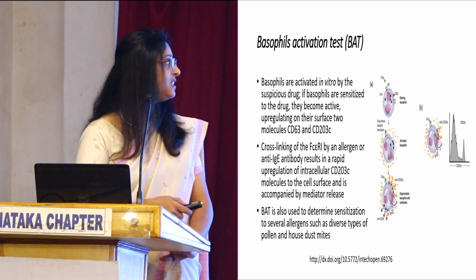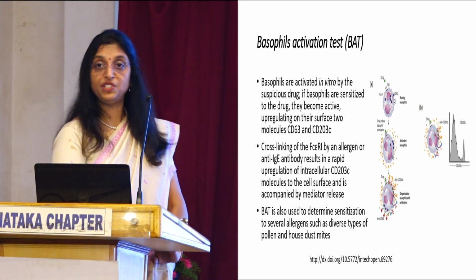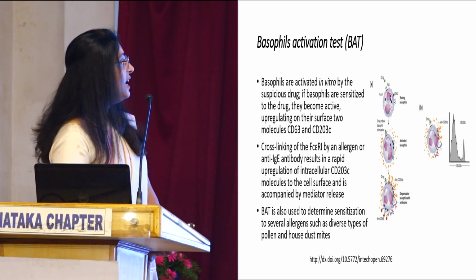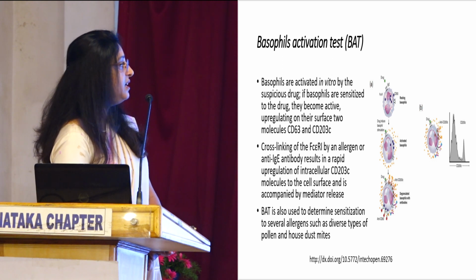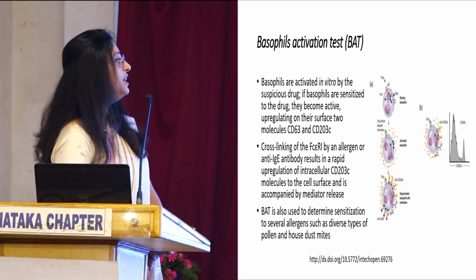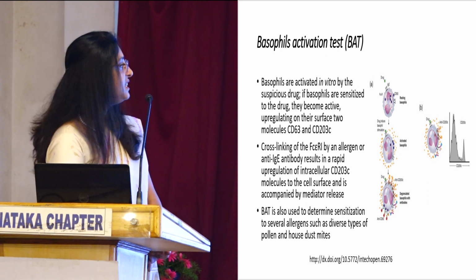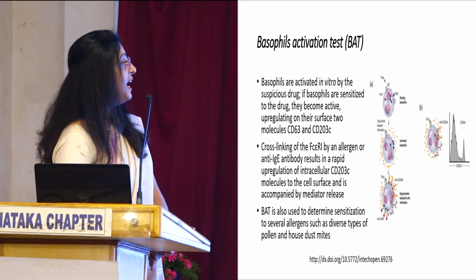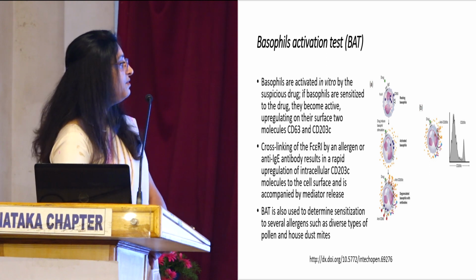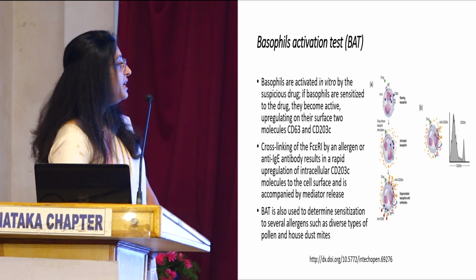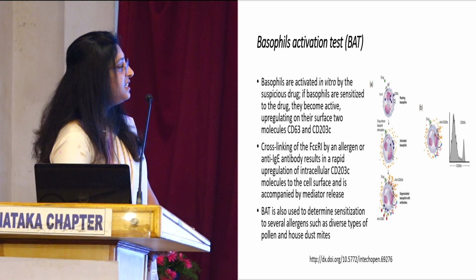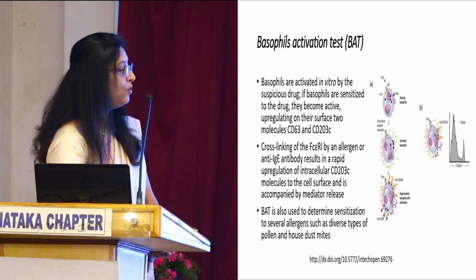So what is this test? The basophils are the ones which come into play in drug reactions, and are activated in vivo by a suspicious drug. If they are sensitized to the drug, they become active and upregulate two molecules on the surface, CD63 and CD203. The cross-linking of the Fc epsilon RI by an allergen brings these markers, CD63 and CD203, to the surface, which is then measured by the flow cytometer.